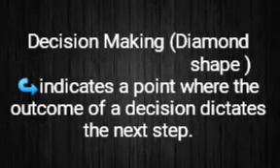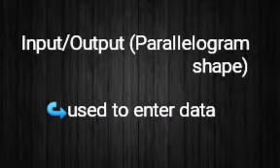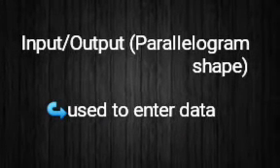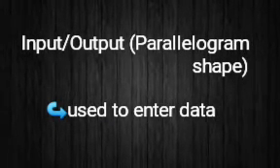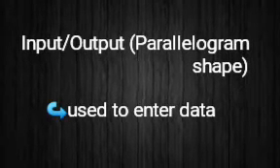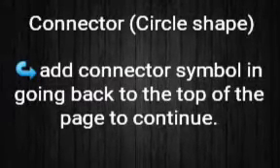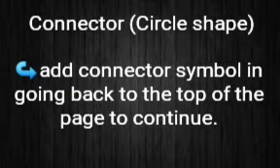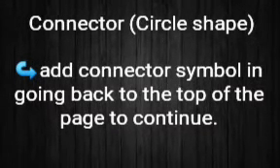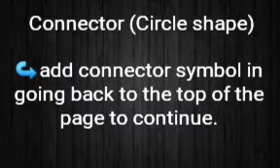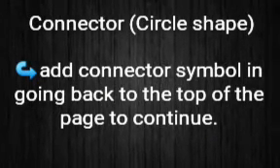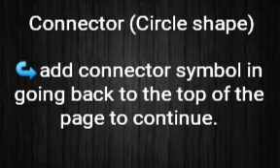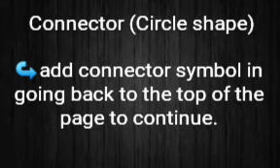The third one is input and output. This symbol is used to enter data. Next is connector. This is a circle shape. For instance, you may get to the bottom of a column and need to go back to the top of the page to continue with a new column. You can add a connector symbol.